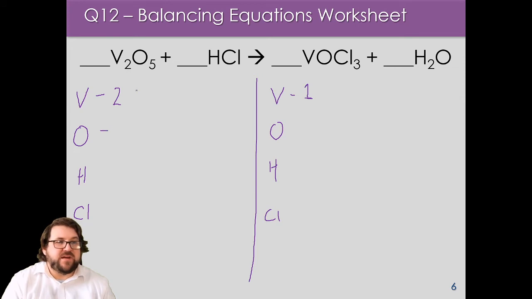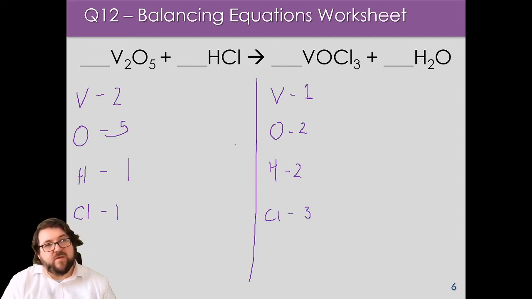How many oxygens have I got on this side? Oh, 5. I've got 5 of them. On this side, I've got 1 there and 1 there for 2 oxygens. Hydrogens, I've just got the 1 in the HCl. Hydrogens on this side, I've got 2 in the H2O. And how many chlorines have I got? Just the 1. And on this side, I've got 3. Okay, so that being the case, what are we going to do?